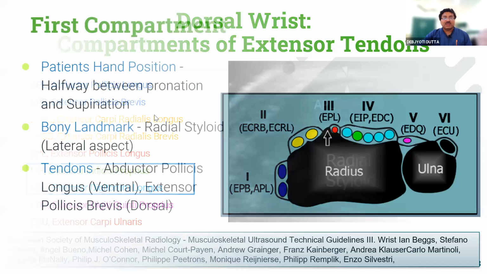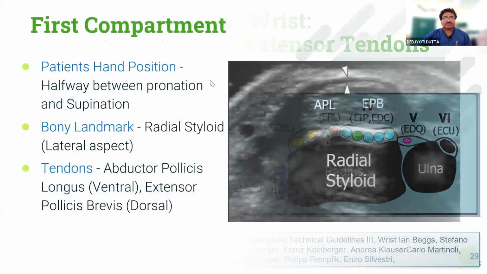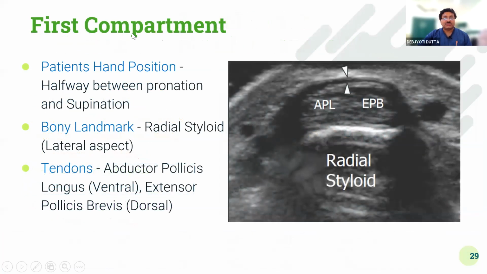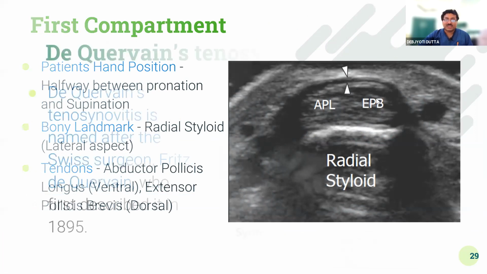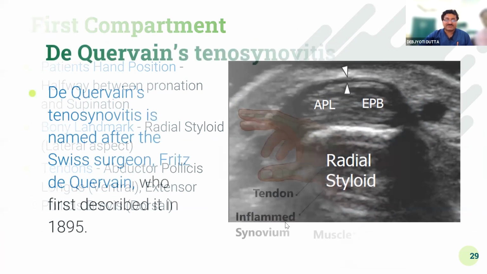Now the first compartment. Just above the radial styloid, if we look, we will be able to see two tendons in a common sheath, and they are the abductor pollicis longus and the extensor pollicis brevis. They lie in the common sheath, and their inflammation is due to the condition known as de Quervain's.